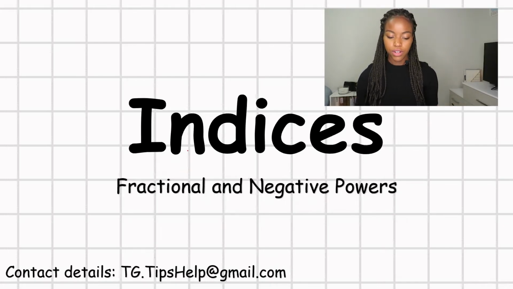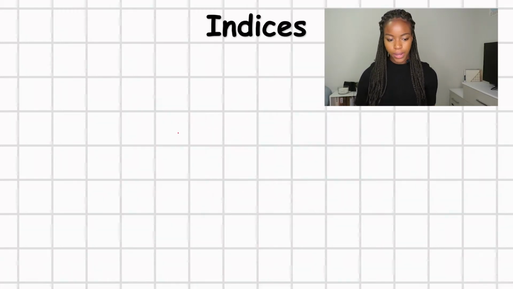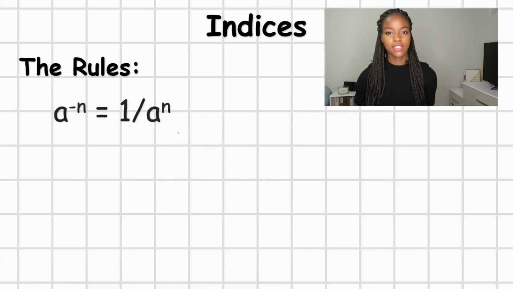I'm moving on to a higher GCSE topic. It's fractional and negative powers. So I only have 2 rules. The first one is for the negative powers. So it says a to the power of minus n equals 1 over a to the power of n.